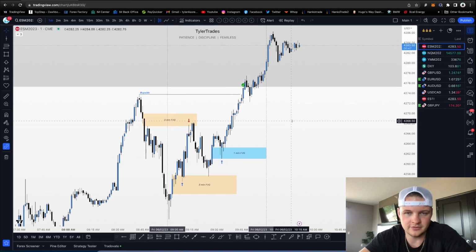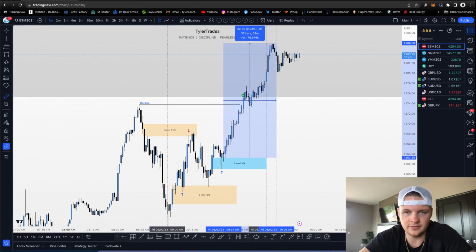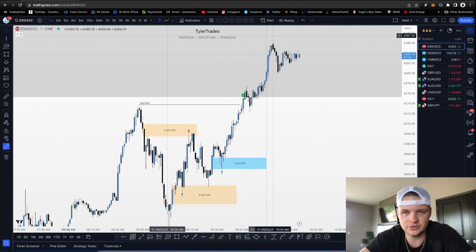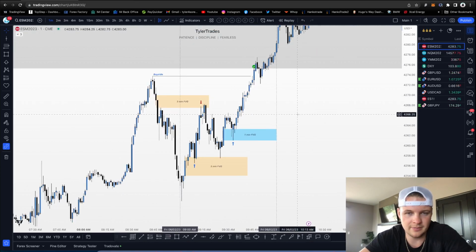But this is how you could have played this today, and it definitely gave a really great move thus far from that gap, a potential of about 23 handles from the beginning of the gap to the current high as of me recording this video. Let me know if you guys traded today. Let me know if you caught any of these moves. There were definitely a couple clean setups that you absolutely could have capitalized on.